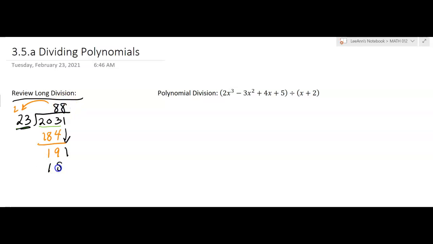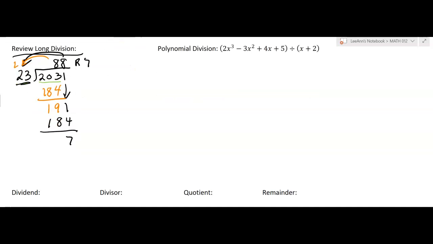We're going to get 184. That's that multiplication again. And then we're going to subtract, and we get 7. And we refer to the 7 as the remainder. Now, you may have learned to write 88, and in the old days, they might have let you put R7. And then later they said, no, we want you to use a fraction. So 88 and 7 over 23. Okay? So that's a review of long division.